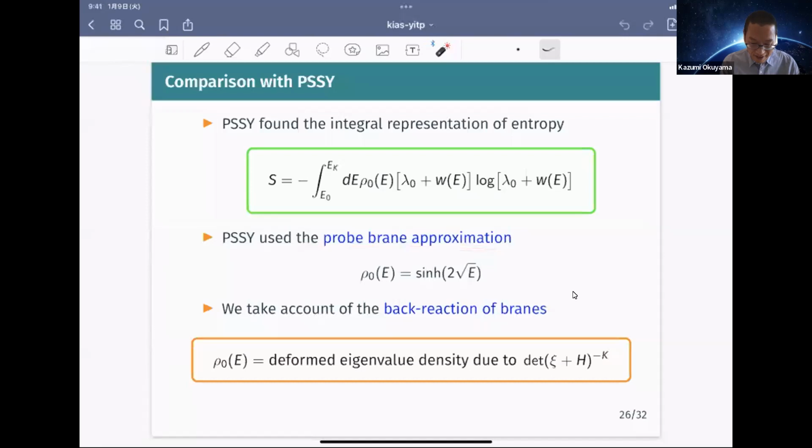But in our paper, we consider the back reaction of branes. As I explained in the previous slide, this eigenvalue density is deformed due to the insertion of this determinant operator. This deformation cannot be neglected because in the regime where K becomes very large, this operator back reacts to the eigenvalue distribution, and this distribution is deformed from the original JT gravity eigenvalue density.